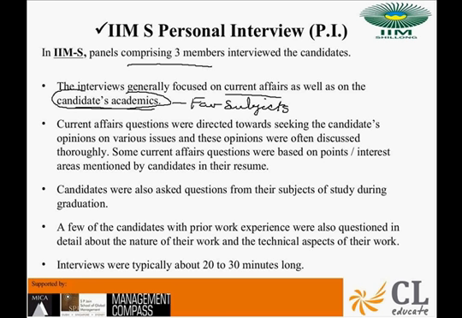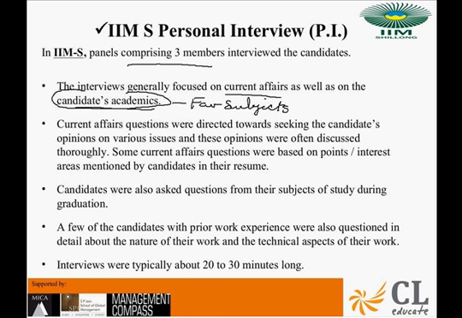Current affair questions were directed towards seeking the candidate's opinions on various issues, and these opinions were often discussed thoroughly. What is important is, we always discuss in the boot camps and the exercises, also in the VAT exercises, that it's not only about facts, it's also about the opinion that you take upon a particular situation, upon a particular instance.